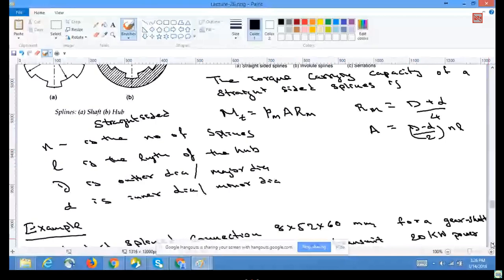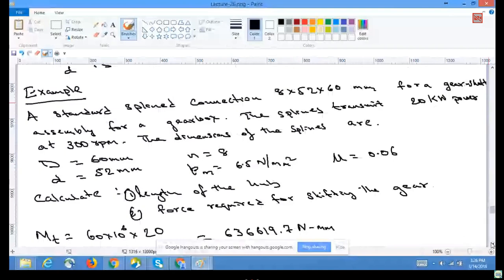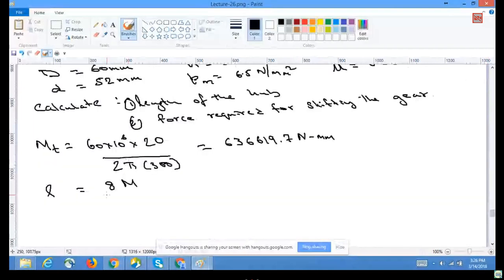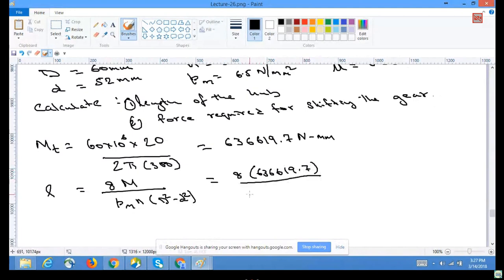So length is given as 8 MT divided by PM n (D square minus d square), that is equal to, pressure is 6.5, n is 8, D is 60, small d is 52, whole square. That boils down to 109.3, which when approximated to 110 mm is the length required.